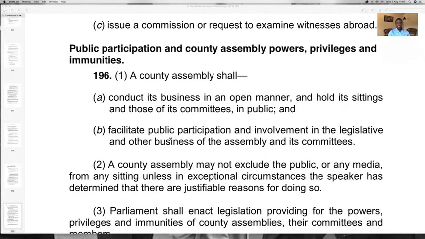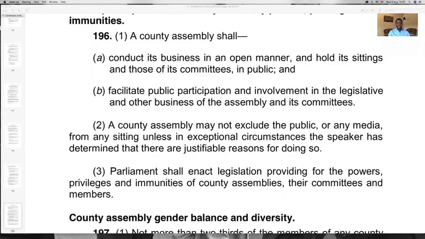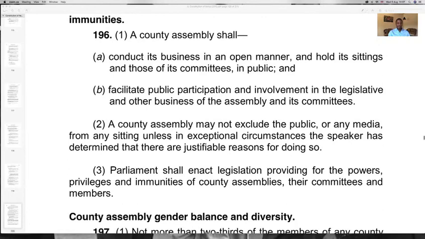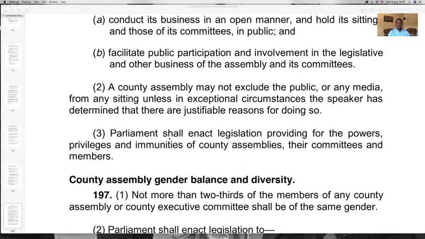Public participation in County Assembly powers and privileges and immunities. A County Assembly shall conduct its business in an open manner and hold its sittings and those of its committees in public, and they shall facilitate public participation and involvement in legislative and other business of the Assembly and its committees. And if the Assembly wants to pass laws, they should ensure that public participation from members or citizens of that county has been taken into consideration. And a County Assembly will not exclude the public or any media from any sitting.